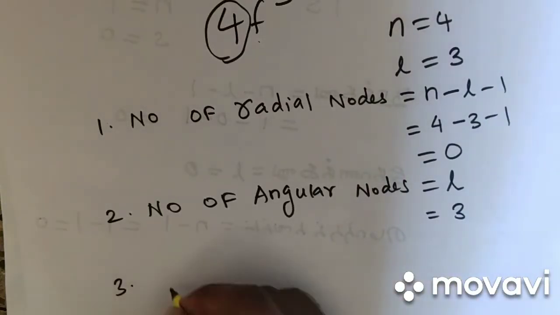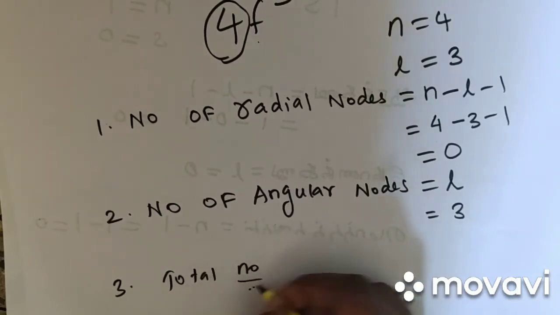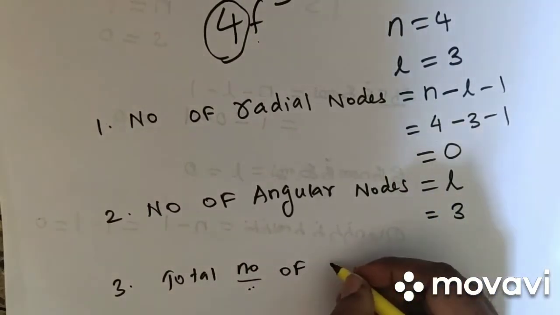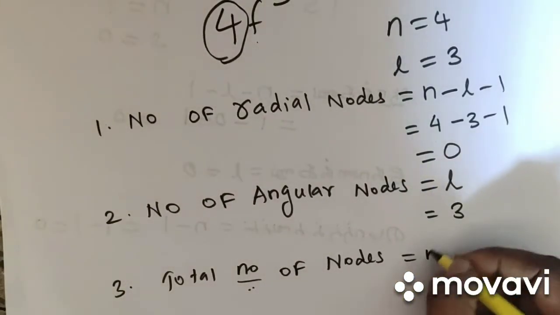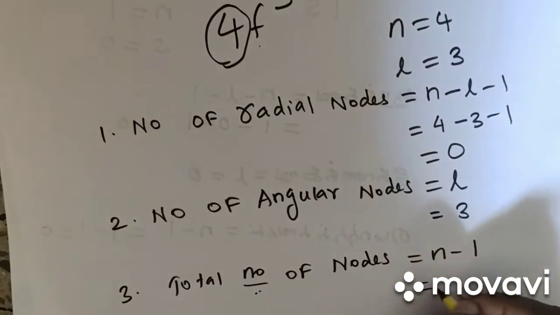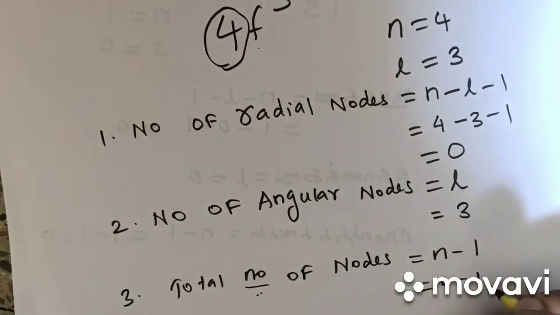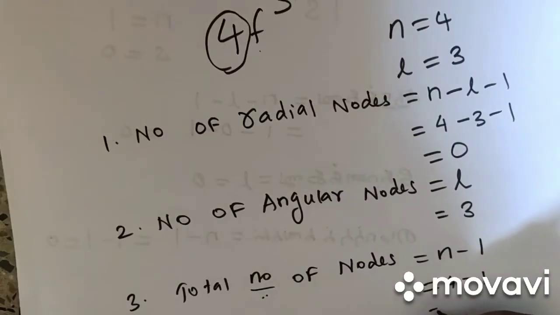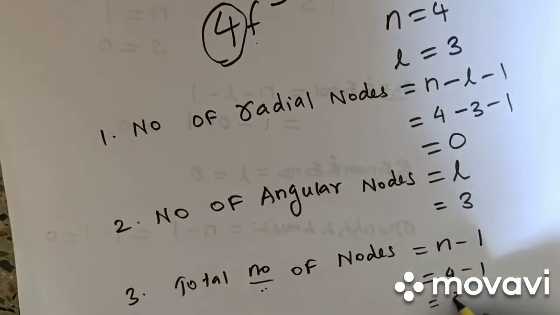Third, we find the total number of nodes. The formula is n minus 1. What is the n value? The n value is 4 minus 1. So the answer is 3.